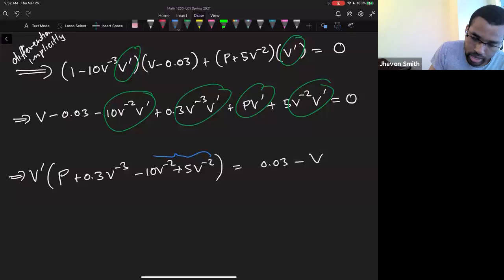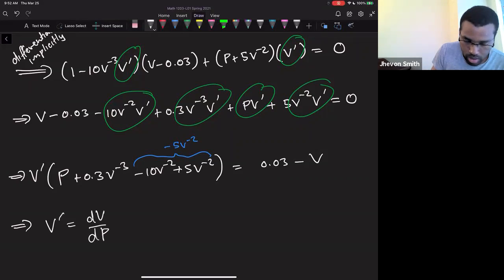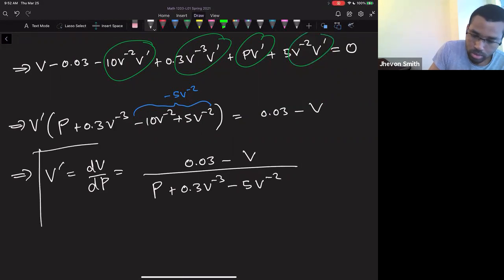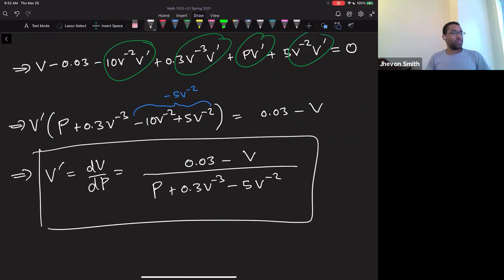This guy I can combine into minus 5v to the minus 2. And so my v prime, equals dv/dp, is going to be equal to 0.03 minus v all over p plus 0.3v to the minus 3 minus 5v to the minus 2. Okay, so remember your training. The derivative rules are still in effect, right? The only difference between what you were doing now and what you've done before is that whenever you're differentiating a dependent variable, you multiply by the prime.